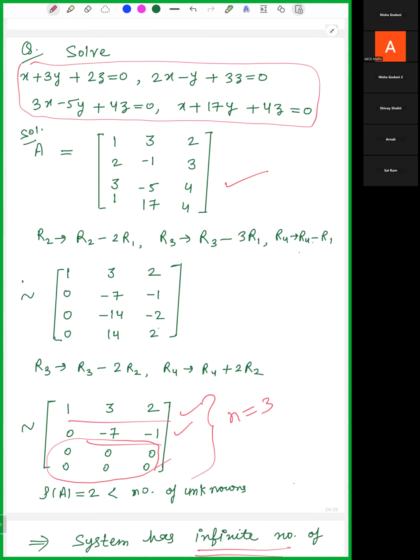Otherwise, you can also go through the recordings after the class. And you must solve all these questions by yourself. Then you will be much more comfortable with echelon form, with the concept of rank, and with the Gaussian elimination method, because it is very, very important. So you must try to solve all these questions by yourself. That will help you and you will be much more confident with these concepts.